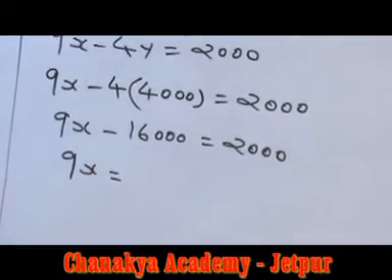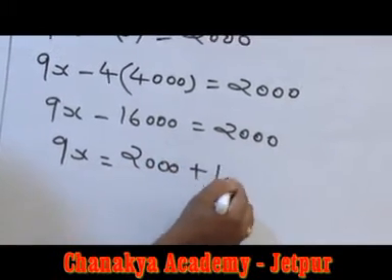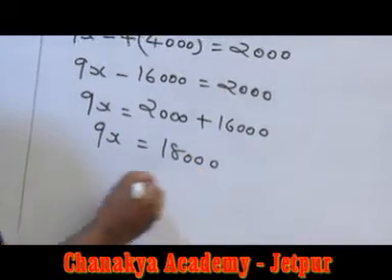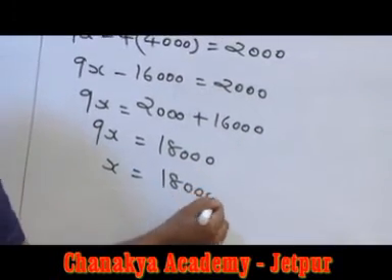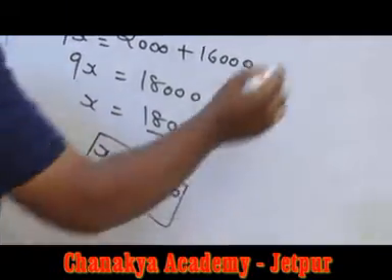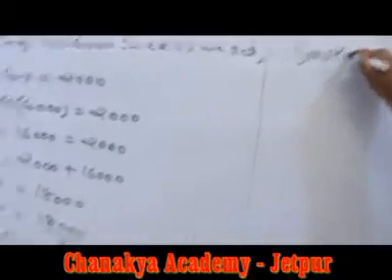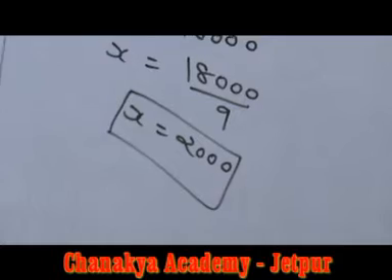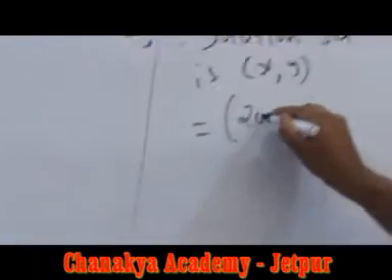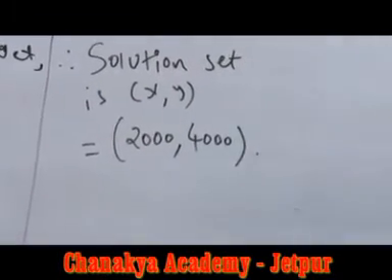9x equal to, converting minus 16,000 to the RHS, gives 2000 plus 16,000. 9x equal to 18,000. x equal to 18,000 divided by 9, x equal to 2000. Okay student, final step will be: therefore the solution set is x comma y equal to, value of x is 2000, comma, value of y is 4000. Okay student, here we get completed.